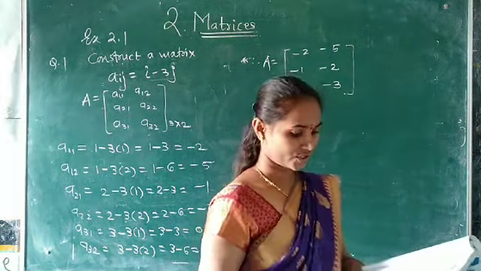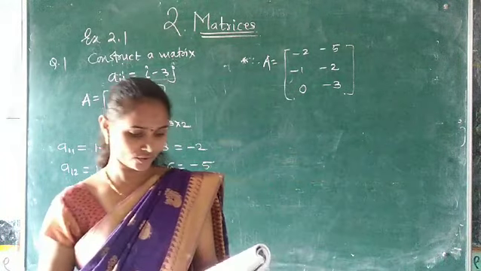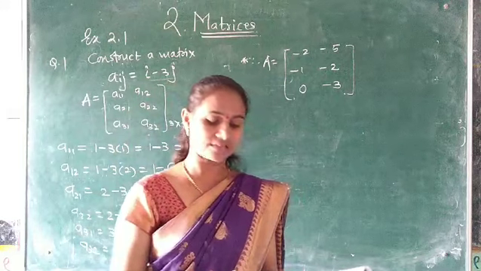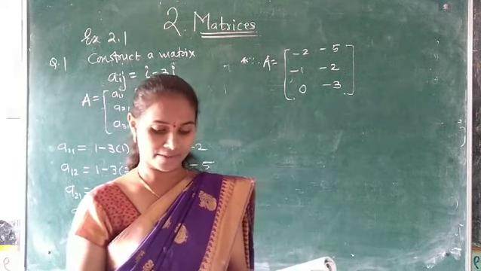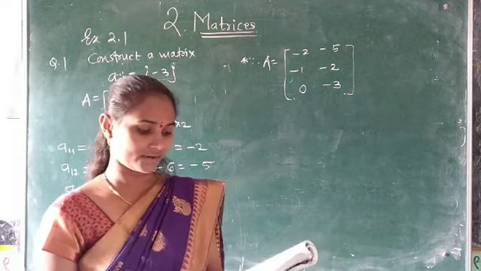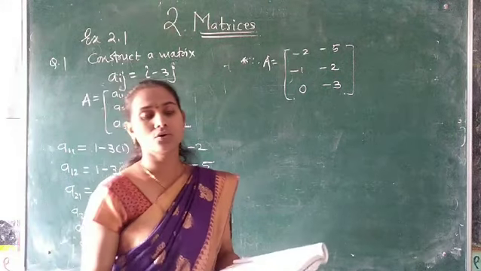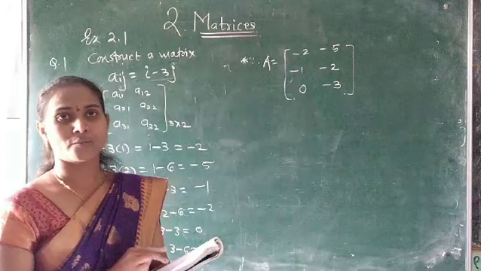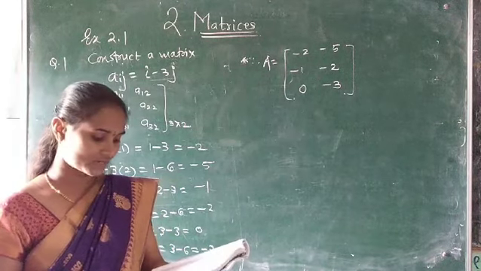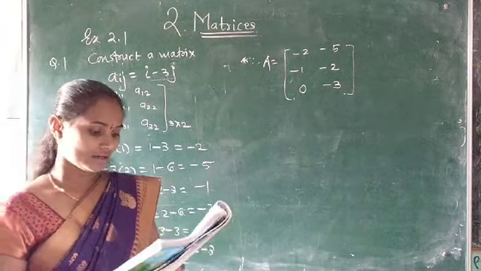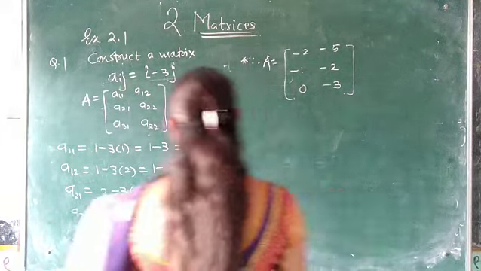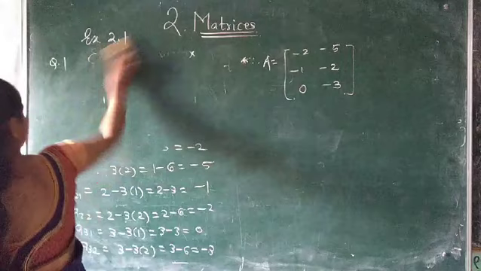So the second question we will take here. What is the second question? Classify each of the following matrices as a row, column, square matrix, diagonal, scalar, unit, upper triangular or lower triangular matrix. In the last lecture we saw all the types of matrices. So the first example is 3, minus 2, 4. We have to classify the matrix. Which type is this matrix?